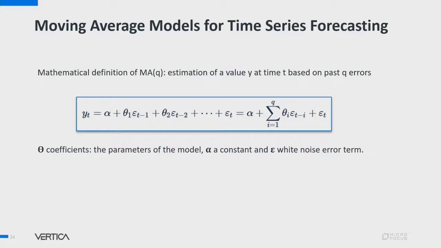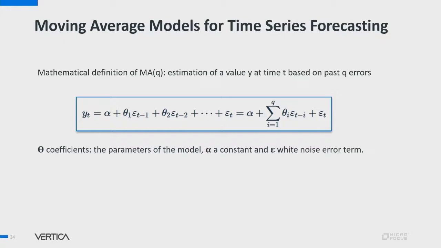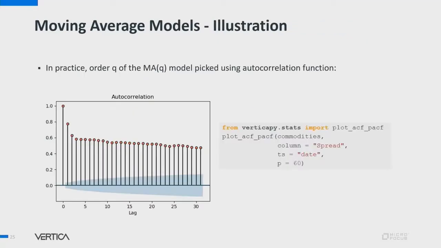In terms of mathematical definition, MA is the estimation of a value y at time t based on the past q errors. So instead of the past values, we are looking at the past q errors. The equation is y_t equals alpha, and then you have theta as the coefficients, which are the parameters of the model, and epsilon is the white noise error term. One question that arises here is how many past q errors need to be taken into account for a certain analysis. The order of the equation is also something that's important, and we could figure that out using this next graph illustration.